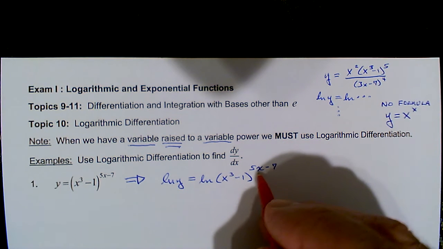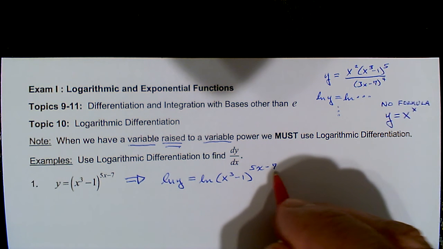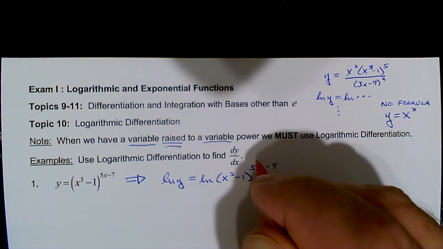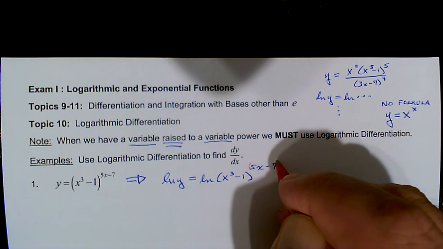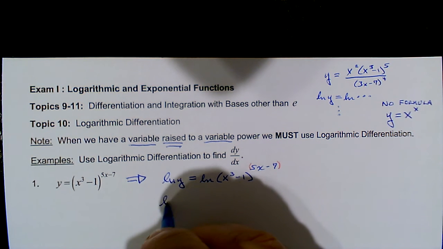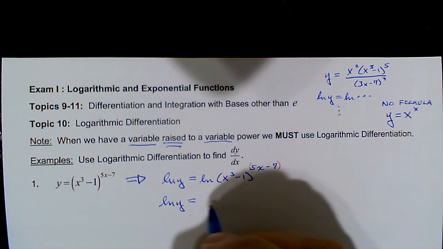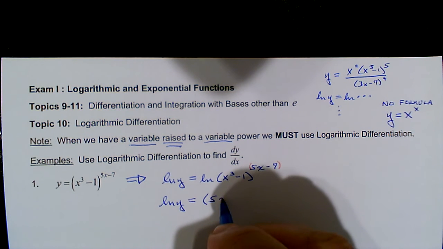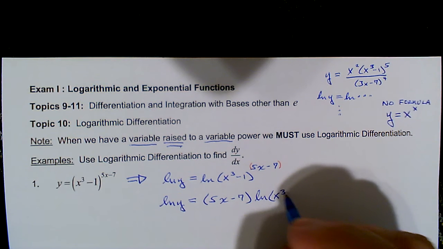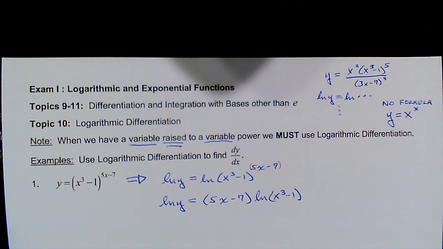And there are no parentheses. It's understood that 5x minus 7 is a superscript, is the exponent on this base of x cubed minus 1. But if you want to throw some parentheses in there, that's fine. Because when you bring down that exponent, okay, on the left we still have the natural log of y. When we bring down that exponent, parentheses are necessary. Okay, now we can actually start the differentiation process.